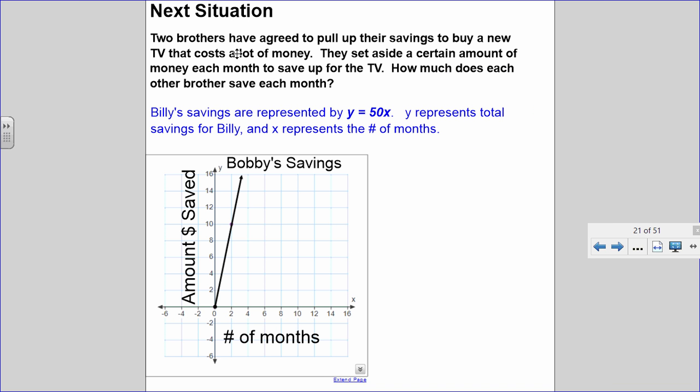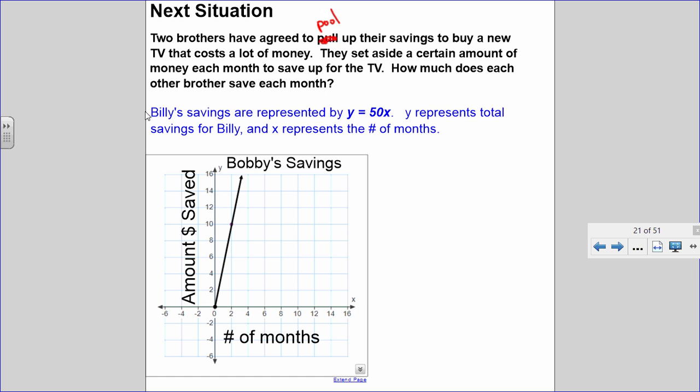Next situation: 2 brothers have agreed to pool, I meant to say pool, let me fix that right now, to pool their savings. You know, like they're going to put it all into one pot, and they're going to put their money together, and they're going to get this dream TV. They're wanting to save up to buy a new TV that costs a lot of money. They set aside a certain amount of money each month to save up for the TV. How much does each brother save each month?